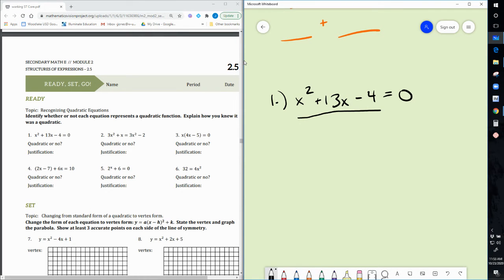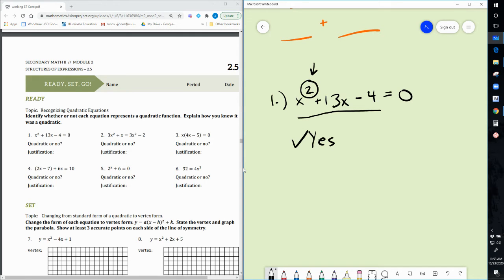So where it says quadratic or no, you're going to say yes, this is a quadratic. What's your justification? It's literally in standard form. Okay, so remember from the test, a quadratic is any second degree polynomial. It has 2 as the highest power, and everything's all on one side.